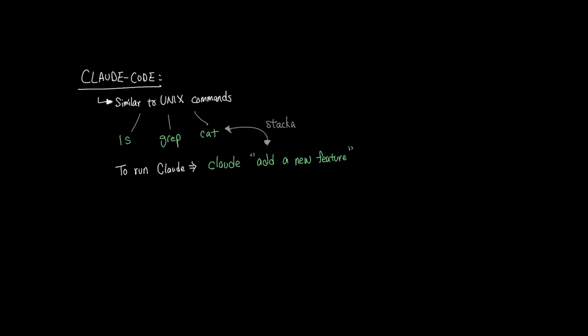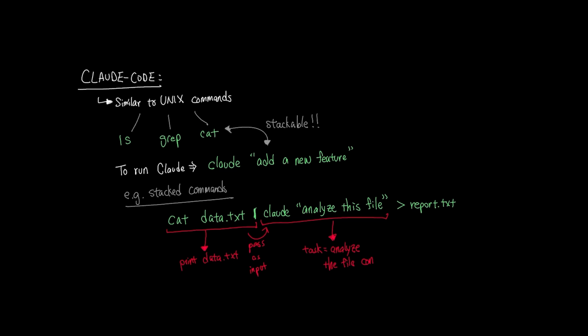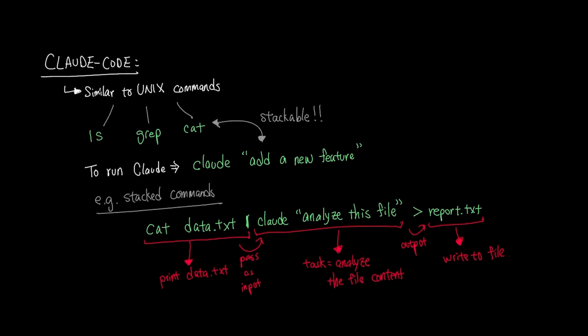Additionally, just like any other Unix command, you can also stack Claude Code's commands with other Linux commands to get a more comprehensive task done. For instance, entering the command cat data.txt pipe claude -p analyze this file, report.txt will do exactly what you think. It will first print the contents inside the data.txt file, which gets read in as an input for the subsequent task, which is Claude Code's command. Then the task instruction to analyze the file will be run by Claude Code, which will eventually be outputted to a file named report.txt. All of this can be chained together into a single line command.